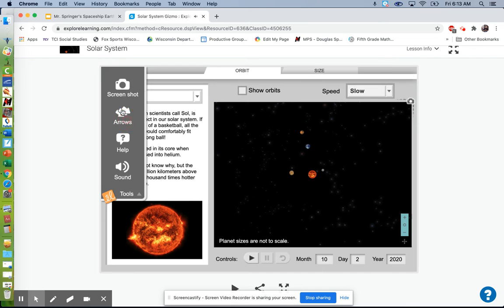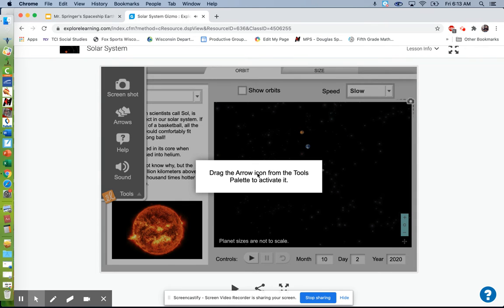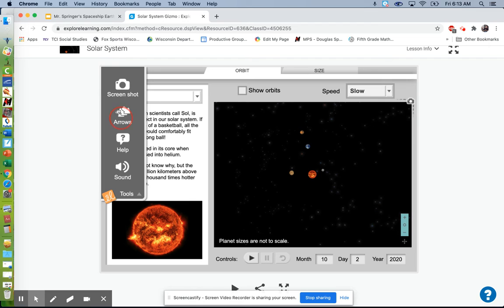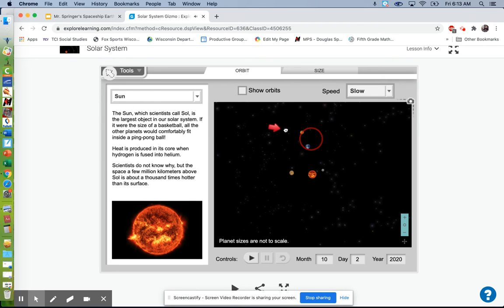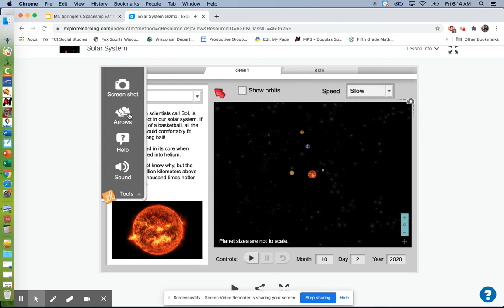let's see. Drag the arrow icon from the tools palette to activate it. There, I had to click and drag. So there, now I have an arrow to use. Oh, wow, that's pretty cool. I don't know how to get rid of it, but help button seems helpful. Sound. No sound. Sound. Probably want sound on.